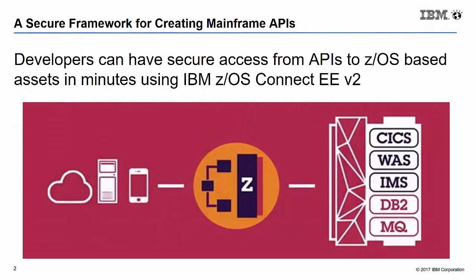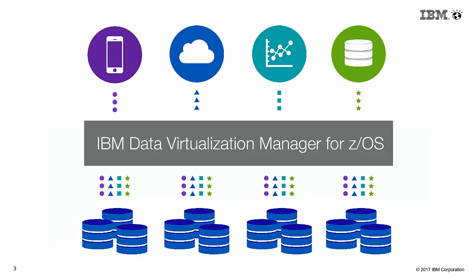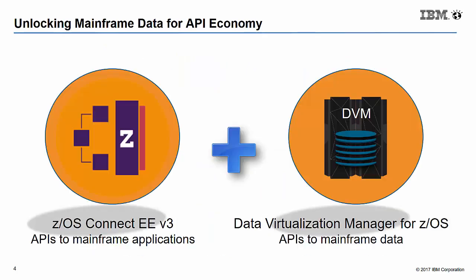As many of you are aware, IBM zOS Connect provides a secure framework for creating mainframe APIs primarily focused on applications. This video shows you how to leverage the power of data virtualization to create APIs that leverage the full power of your enterprise data, mainframe and non-mainframe. Together, the IBM Data Virtualization Manager and zOS Connect provide an efficient, scalable, and secure method for unlocking mainframe applications and data for the API economy.